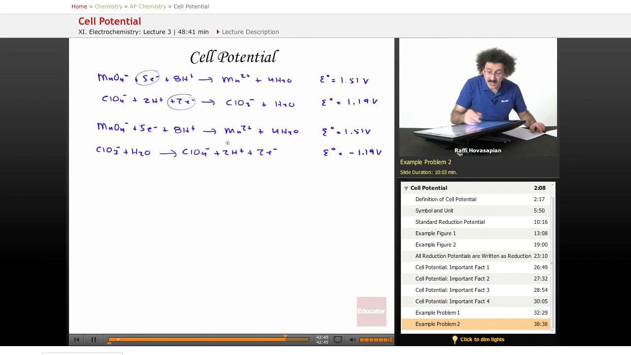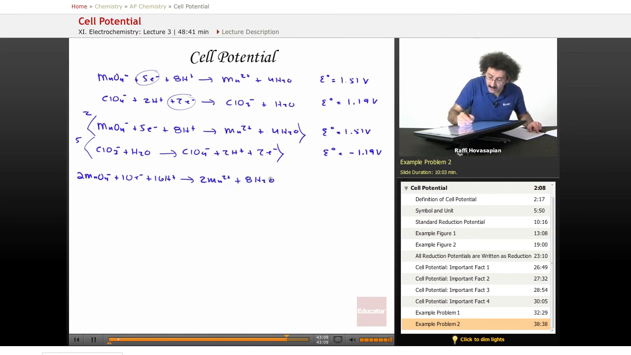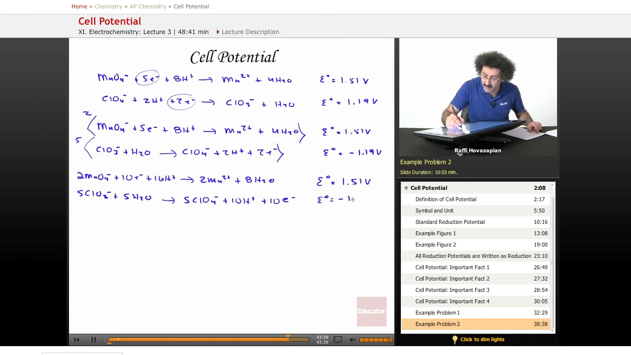Now, I need to make sure that the electrons balance. So I'm going to multiply this equation by 2, and I'm going to multiply this equation by 5. I'm going to rewrite what I've got. So I've got 2 MnO4 minus plus 10 electrons plus 16 hydrogen ions goes to 2 Mn2 plus plus 8 H2O, and nothing changes as far as the reduction potential, 1.51 volts. Here I have 5 ClO3 minus plus 5 H2O goes to 5 ClO4 minus plus 10 H plus plus 10 electrons. Reduction potential minus 1.19 volts. Remember, we reversed that. Now let's add this.